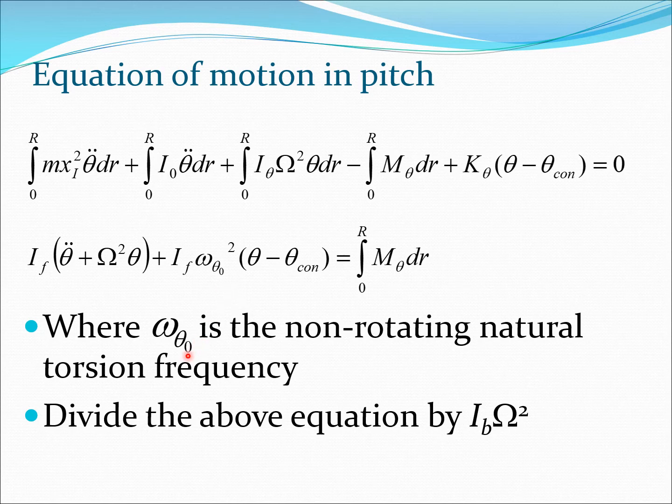Now here omega theta 0 is the non-rotating natural frequency in torsion, which we have considered here, and that you can clearly see is coming from k theta here. So one of the components of frequency is going to come from k theta, which is here, and the second component is going to come purely from the rotation force, which is also the propeller moment term here. So now take this equation, divide throughout by IB into rotation speed square.